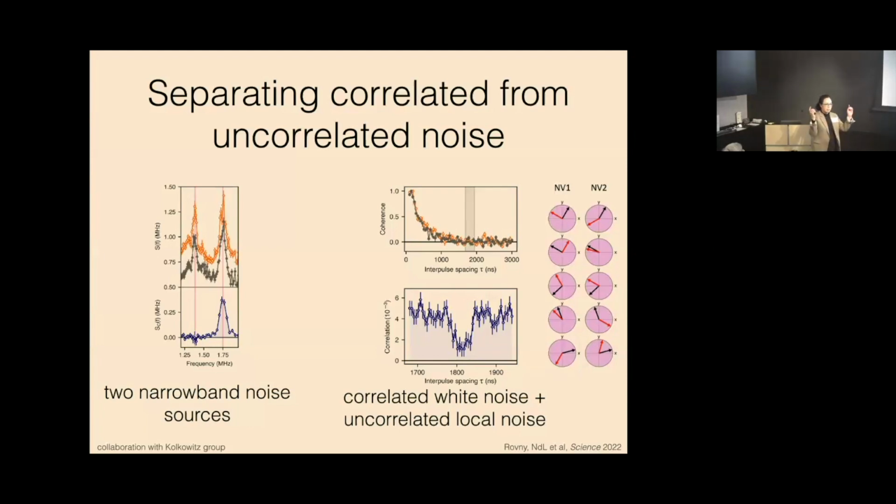So the picture here is that every time I look at the NV centers, they're at a random position in the Bloch sphere, but the 2 of them are moving together.